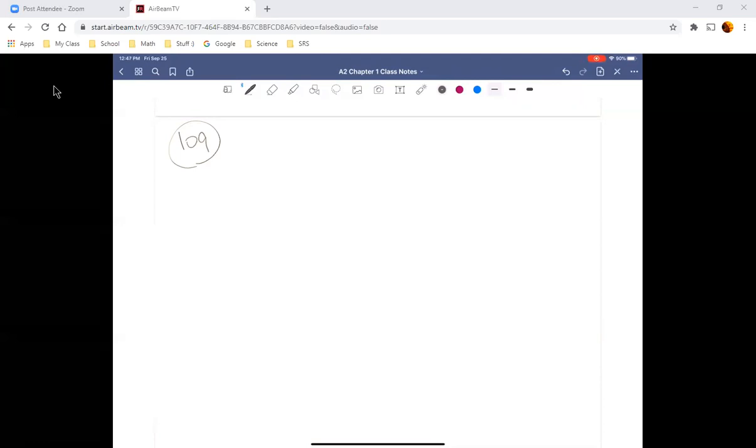So question 109. They gave you 3 different graphs and wanted you to find the domain and the range. If I'm looking for domain, I'm looking for what values? The X values. Good job. And if I'm looking for the range, I'm looking for my Y values.